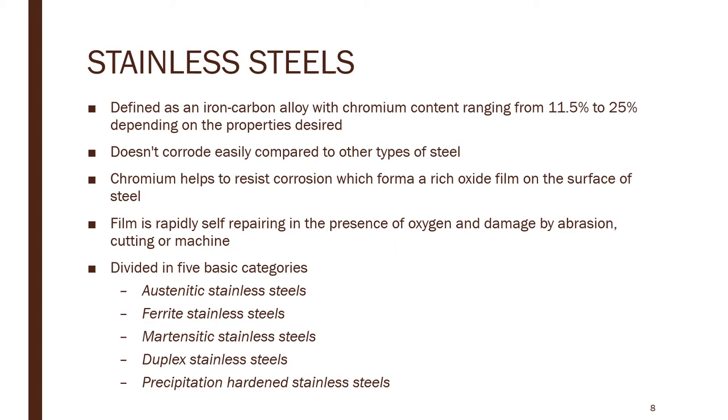Stainless steel is defined as an iron-carbon alloy with chromium content ranging from 11.5% to 25%. Depending on the properties desired, this will vary. Chromium helps to resist corrosion in steels, as I already mentioned. Stainless steels get their name because they don't corrode or stain easily compared to other steels. That's why the name is given as stainless steels.